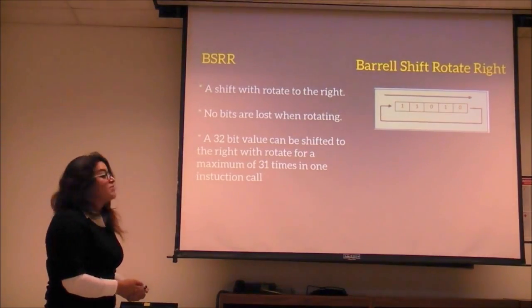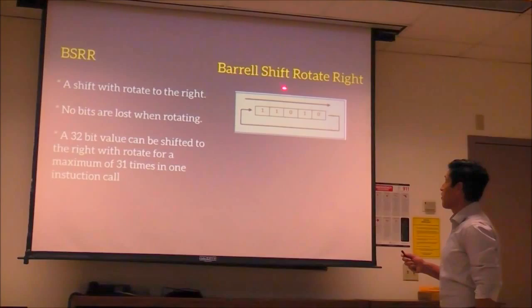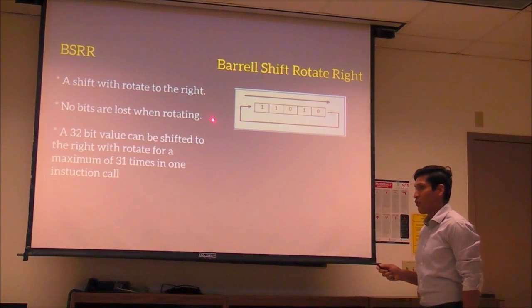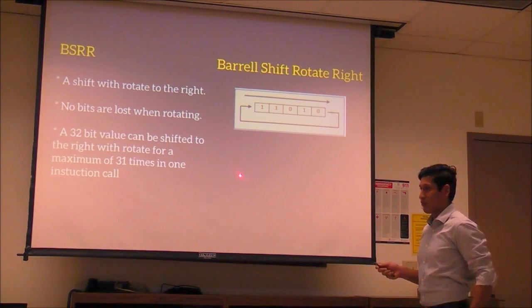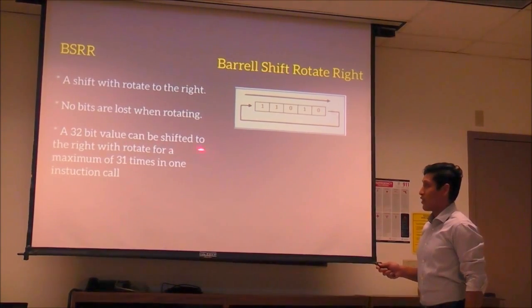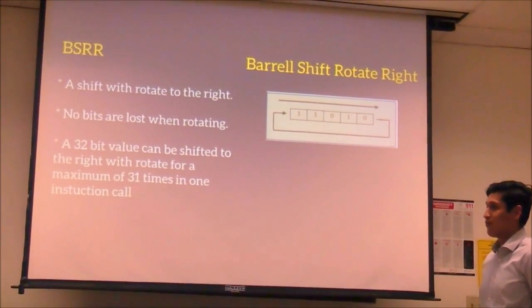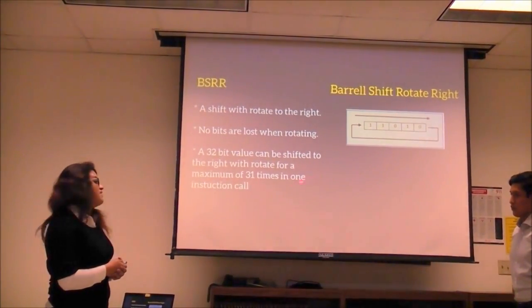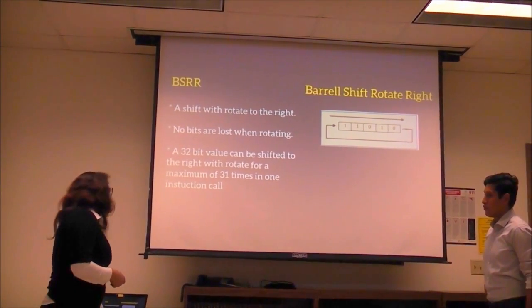Finally, we're introducing our barrel shift right with rotate. So right here, we have a barrel shift, rotate right. A shift with rotate to the right, and no bits are lost when rotating, compared to a shift right logical or a shift left logical. A 32-bit value can be shifted to the right with rotate a maximum of 31 times in one instruction call. The reason for it being 31 times is that the shift amount field is used and it is a 5-bit value, so we can only shift to the maximum value that a 5-bit field can hold.